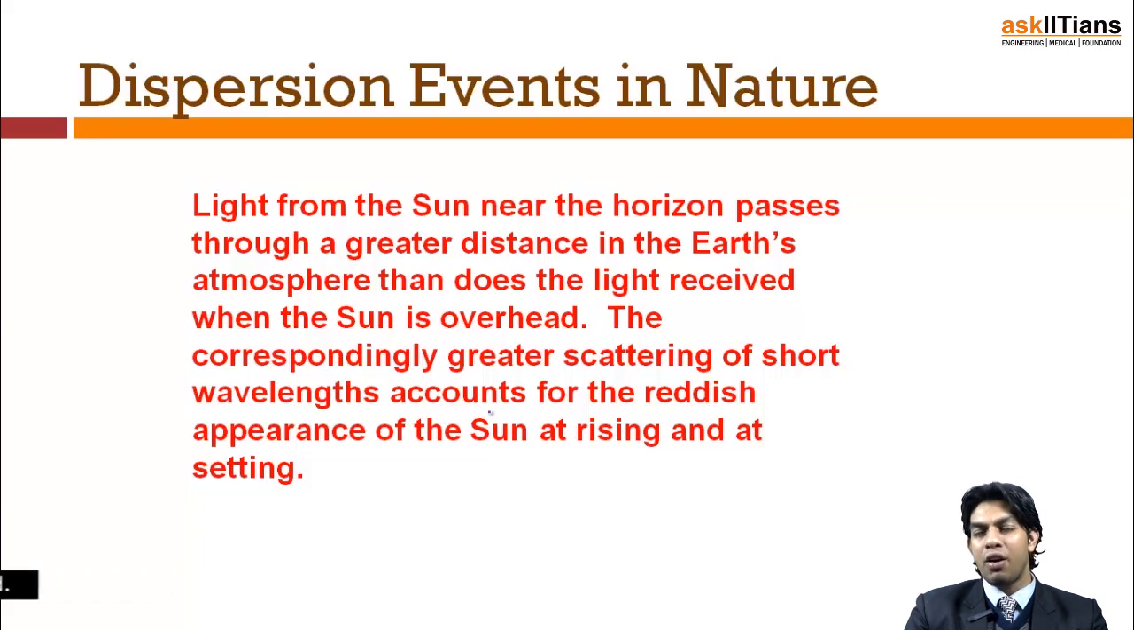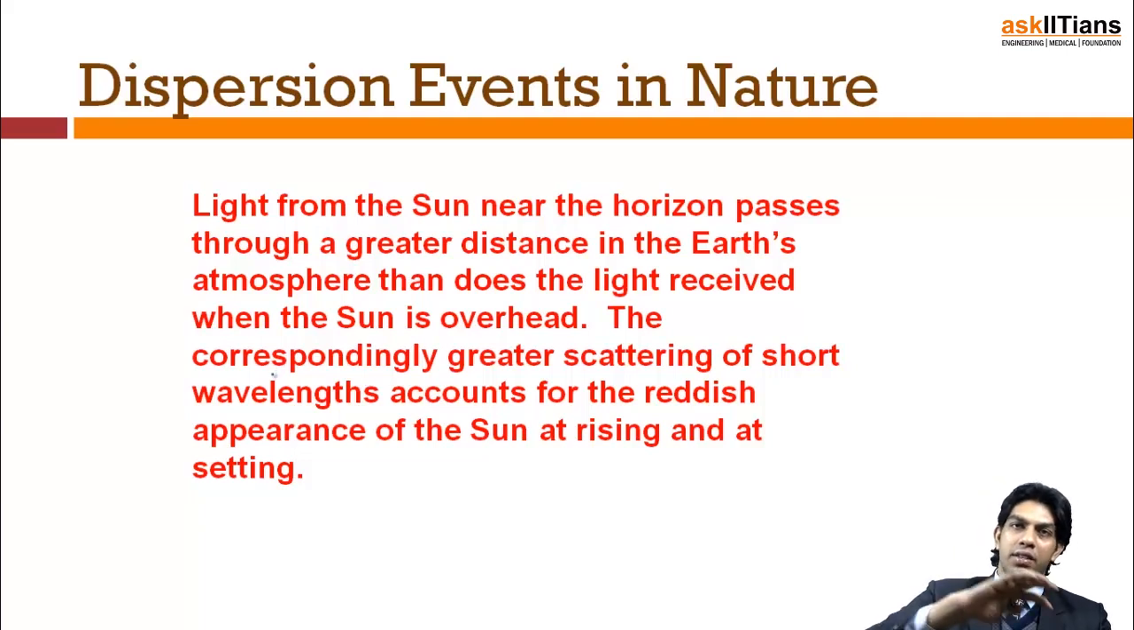Correspondingly, the scattering of the shorter wavelengths accounts for the reddish appearance of the sun at rising and at setting. So it's because of the scattering away of the other light that we end up getting those reddish colors. And that's the same reason why the reddish orange light travels a very far distance when the sun is settling down or coming up.